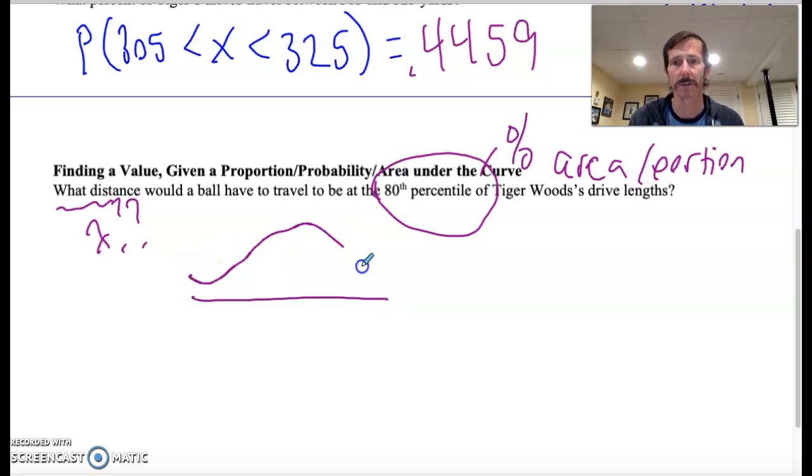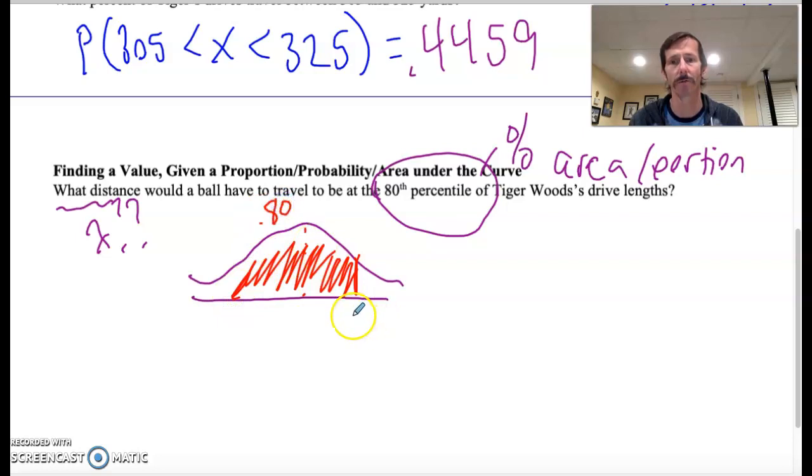So the 80th percentile is indicating that 80% of the drives are at or below that marker. So that's important. So again, if that's 50%, I don't really know exactly where it is, but this is the shaded area that I've given you. I've given you that 0.80. And what I don't know is what drive length gets me at the 80th percentile. So I have to do this backwards. This is a backwards problem. Up here I gave you x and you found this 80. Now I give you 80 and you have to find x.